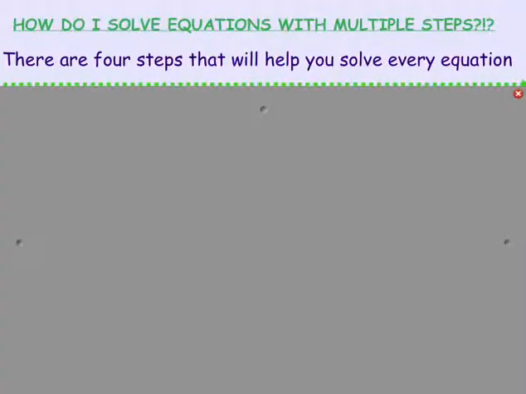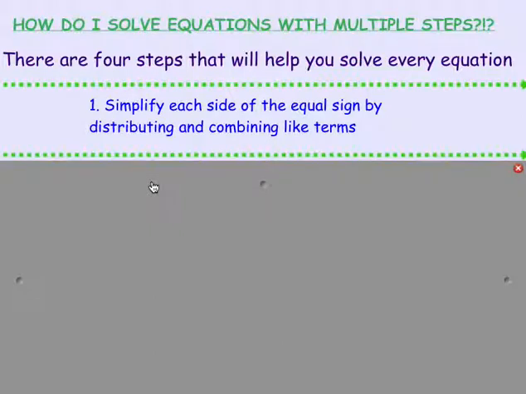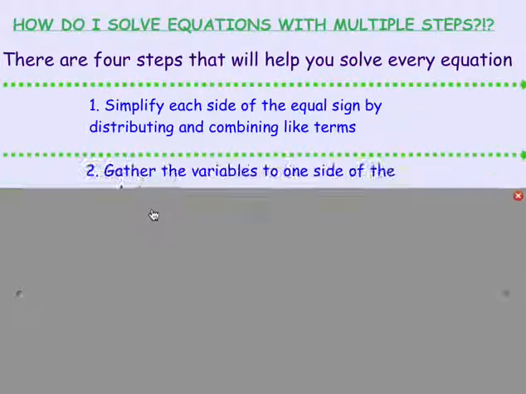and I do want you to actually write the steps down because I do think that it will help you if you get stuck to know where you need to go next. So first of all, let's take a look at the first step. The first step is to simplify each side of the equal sign. So just make sure that each side of the equal sign is fully simplified by combining like terms and making sure everything is combined that can be, as well as distributing.